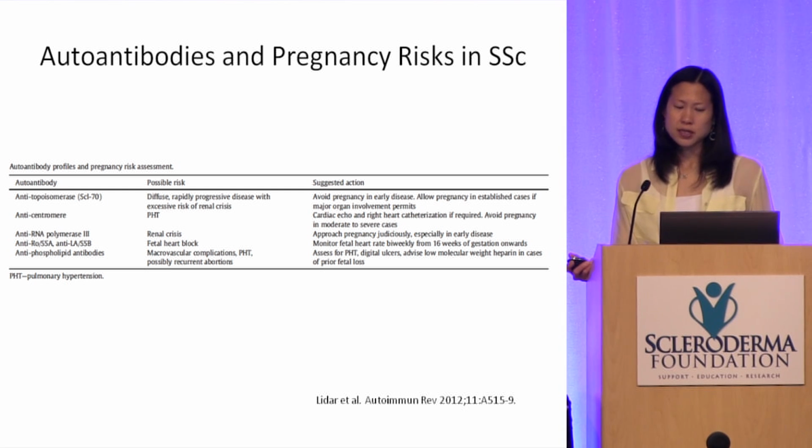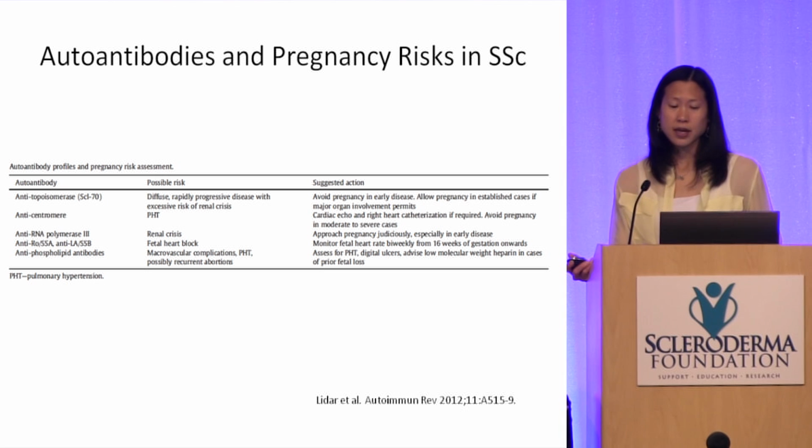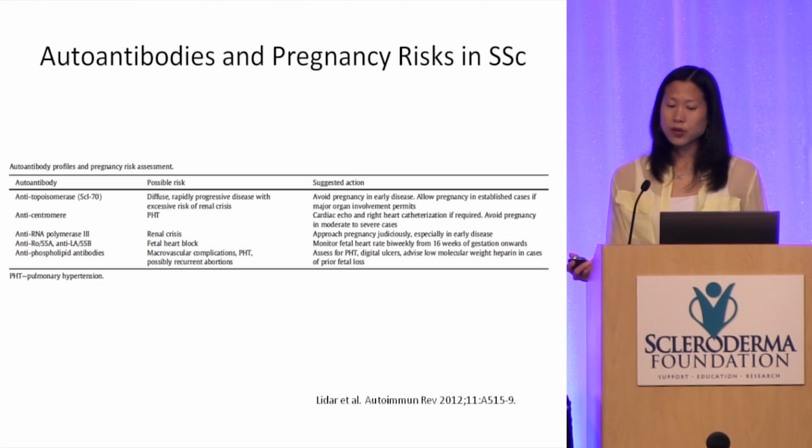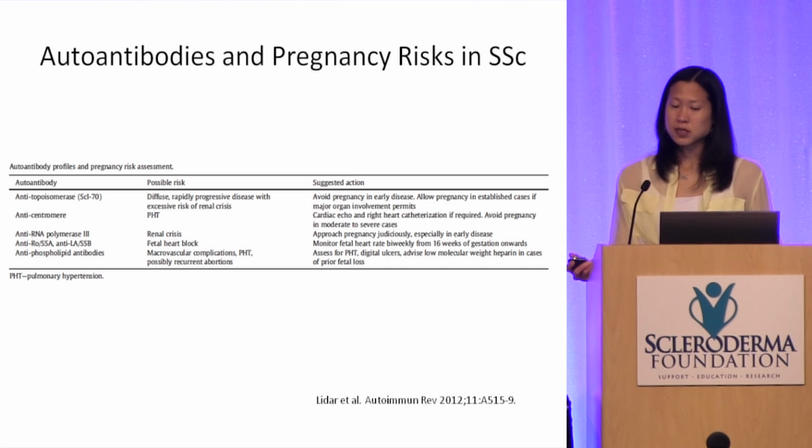The anti-Ro and anti-La antibodies are associated with fetal heart block. These antibodies can be seen in other connective tissue diseases like lupus and dermatomyositis as well, and even in the healthy general population. But they're associated with a risk for fetal heart block, and therefore the fetal heart rate has to be monitored bi-weekly from 16 weeks of gestation onwards.